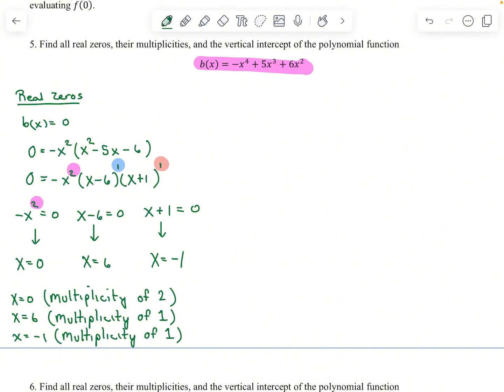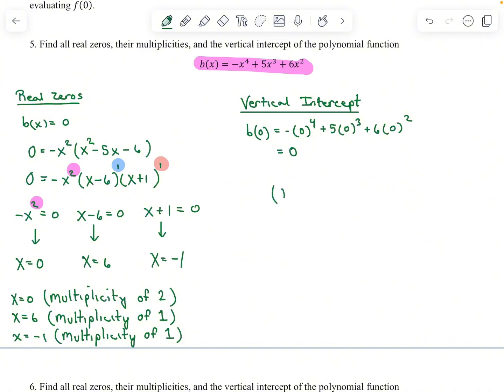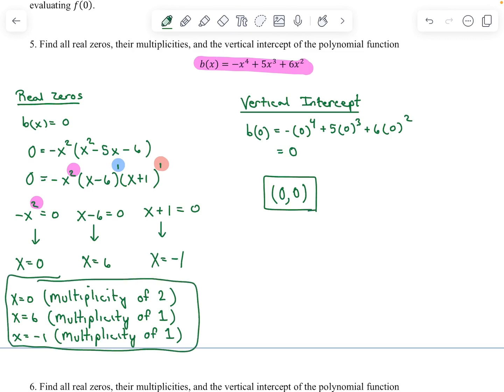Now for the vertical intercept. To find the vertical intercept, we need to evaluate b of 0. And in this case, b of 0 is going to be 0. So the vertical intercept is 0, 0. And we are done.